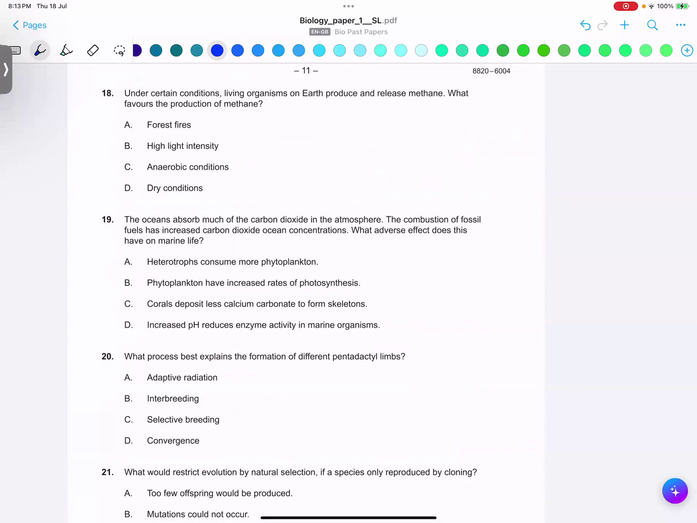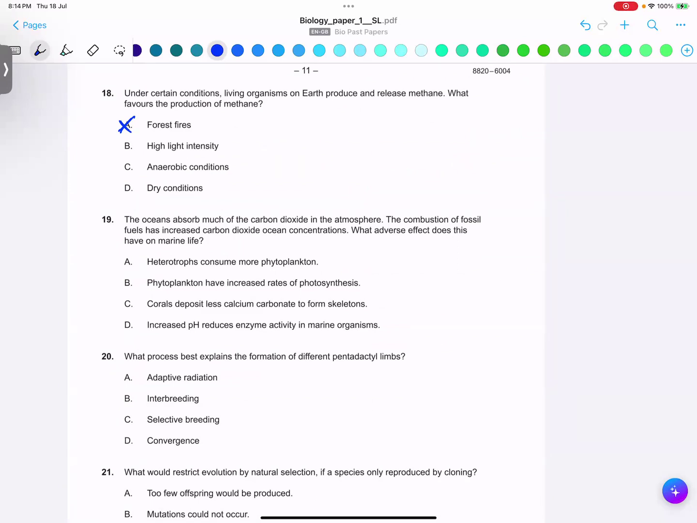18. Under certain conditions, living organisms on Earth produce and release methane. What favors the production of methane? We do know that it is anaerobic conditions directly off the top of our heads, but fires do not really favor the production of methane.